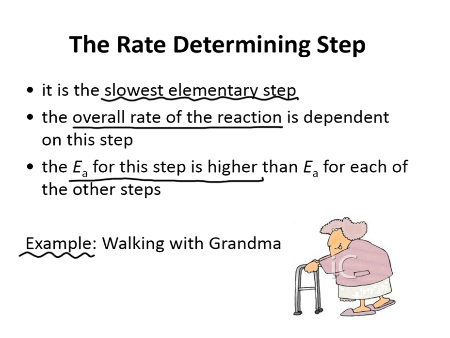So thinking about walking with grandma is a good analogy to try and understand what's going on with the rate determining step. The other steps can go as fast as they want, but if one is lagging behind the others, that's going to determine how fast or slow the reaction actually proceeds.